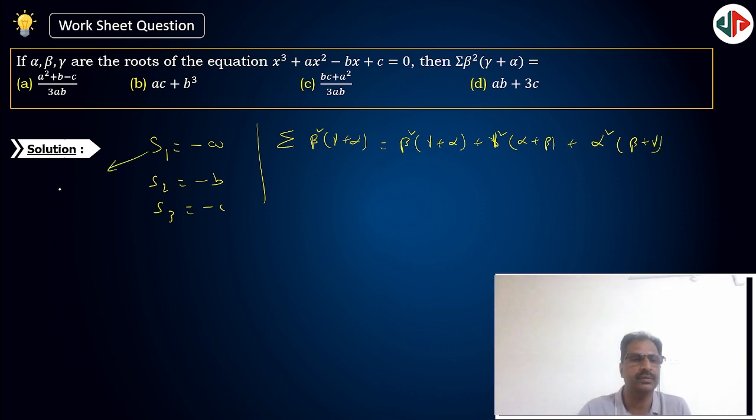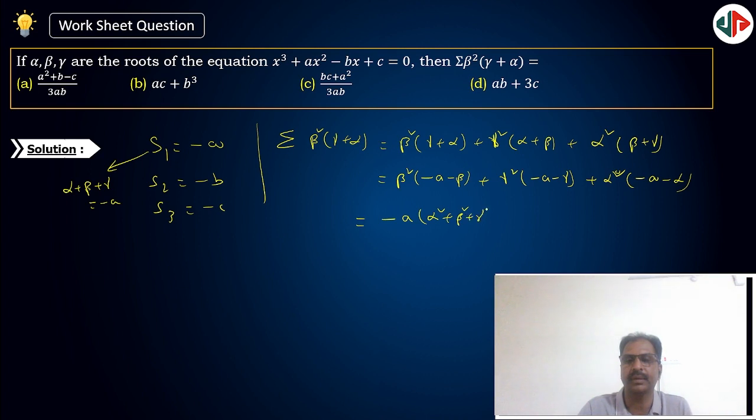What is the meaning of S1? Alpha plus beta plus gamma is equal to minus A. So beta square into gamma plus alpha is nothing but minus A minus beta. Alpha plus beta is minus A minus gamma. This is minus A minus alpha. Then what you get after simplification? Minus A into alpha square plus beta square plus gamma square you get, minus of alpha cube plus beta cube plus gamma cube.